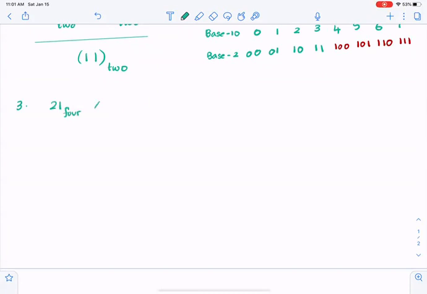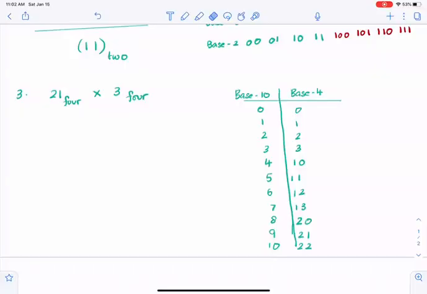So 21 base 4 multiplied by 3 base 4. We have the base 4 table already, so things are going to be easy for us. 3 times 1 is 3, that's perfectly fine. 3 times 2 is 6, but 6 in base 10 is 12 in base 4, so it would be 123 base 4.